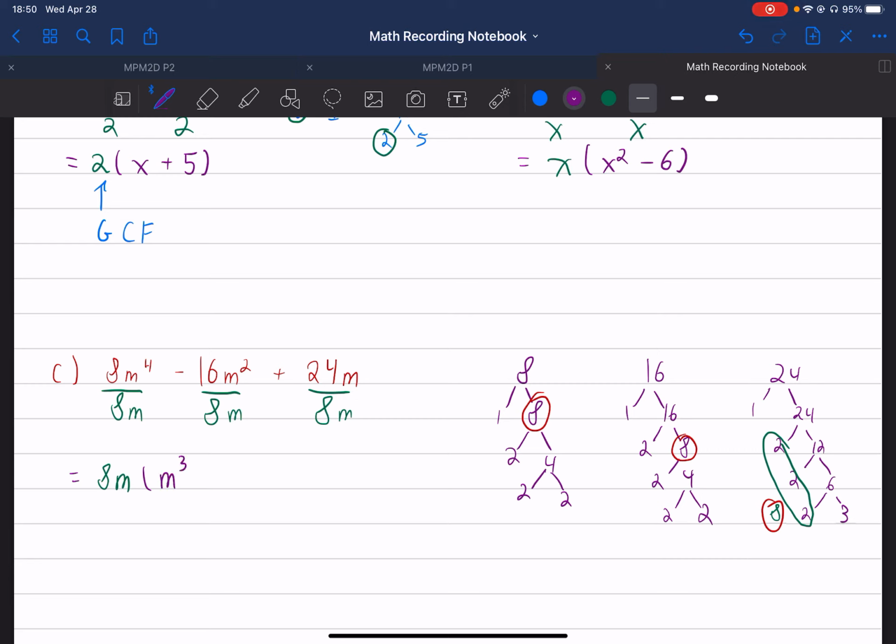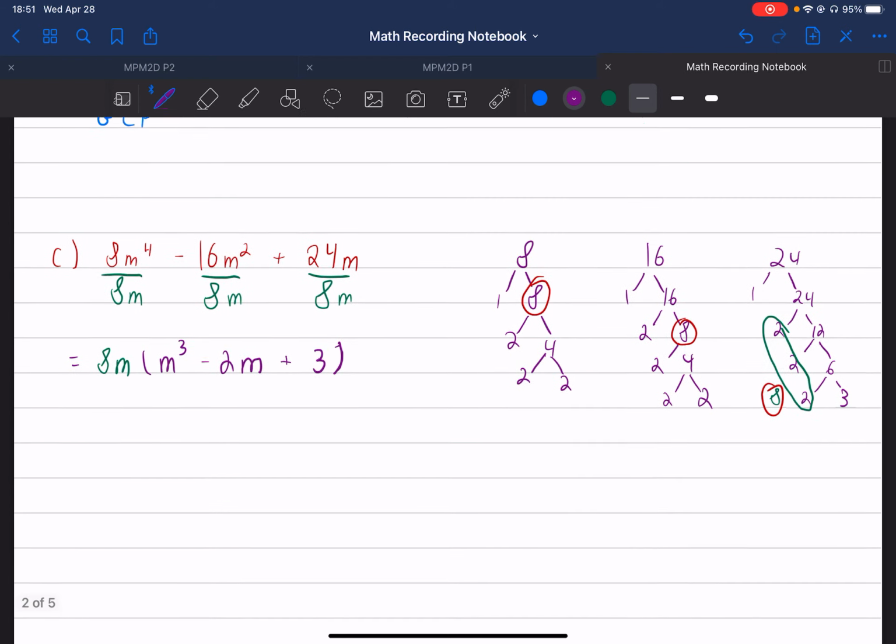Okay, let's look at the next one. 16 divided by 8, okay, that leaves us with 2. Now looking at the m, we have m to the power of 2, so that's m times m divided by m. One of those m's will cancel each other out, and we have 1m left. Next one, 24 divided by 8, that gives us 3. Now these two m's, the m on top and the m on the bottom, are going to cancel each other out, leaving us with 1. But we know 1 times 3 is just 3, so we can leave it as that. So our final result is 8m bracket m to the power of 3 minus 2m plus 3.